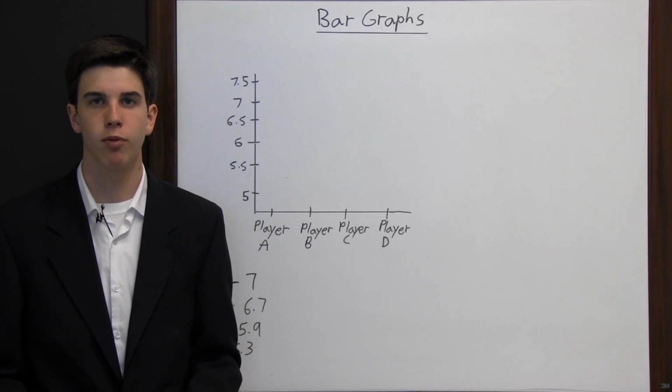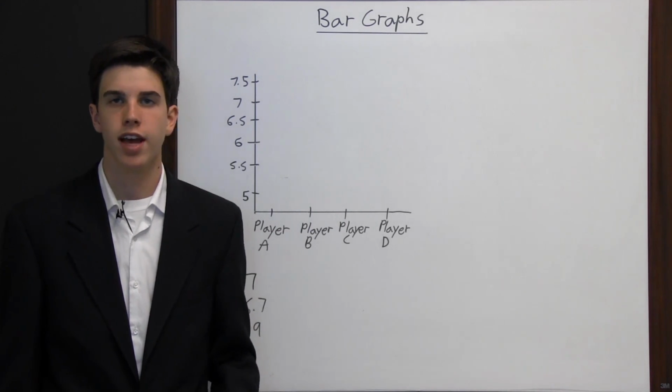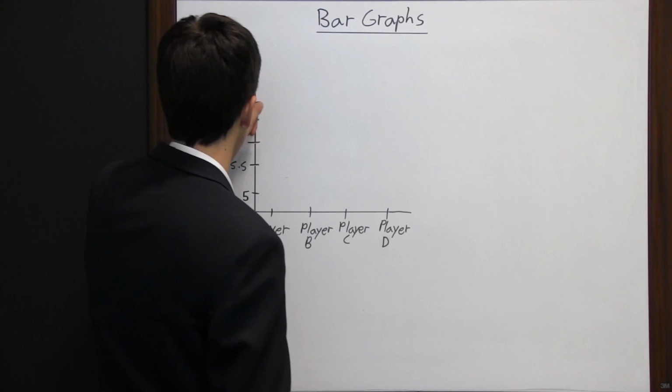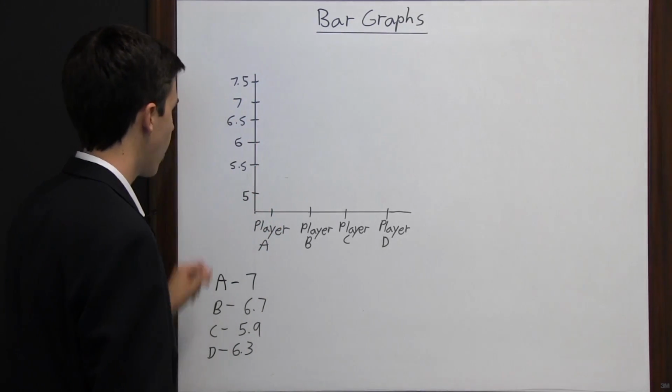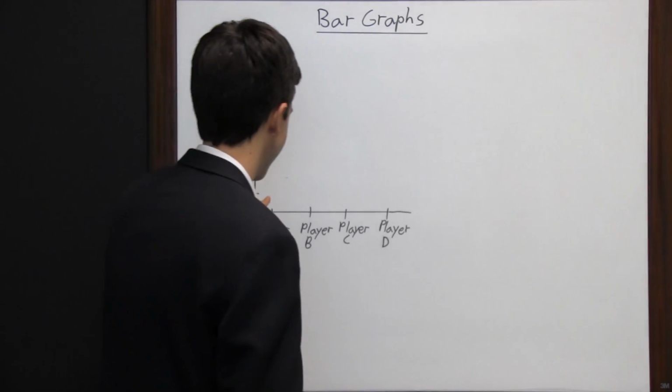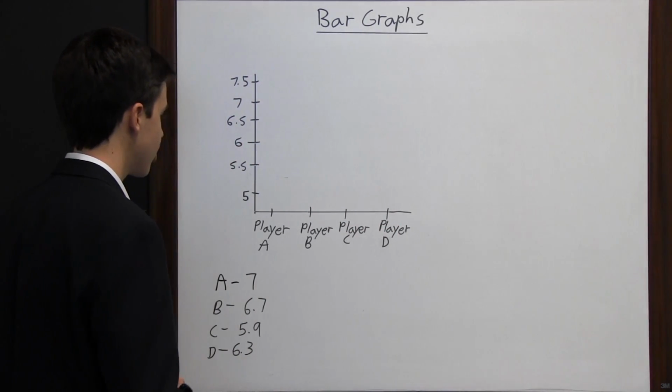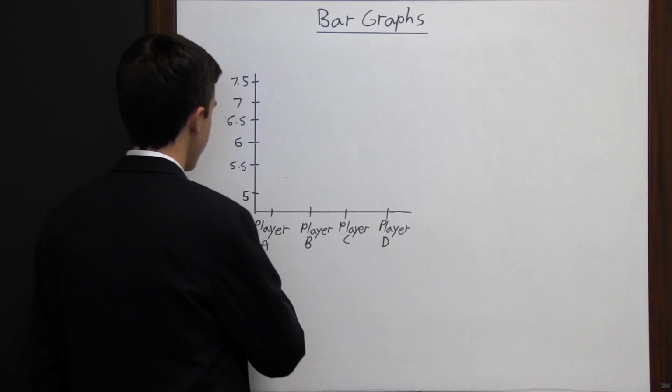A bar graph is a common way to present information in a visual format. In a bar graph, you have a y-axis, which is this line right here. The vertical line is the y-axis. And the x-axis is this line right here, the horizontal axis. A bar graph shows the relationship between the x-axis and the y-axis.